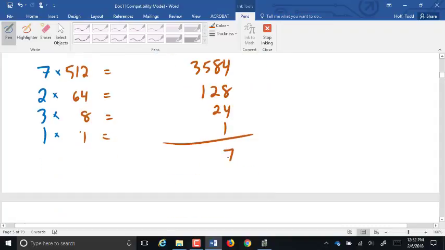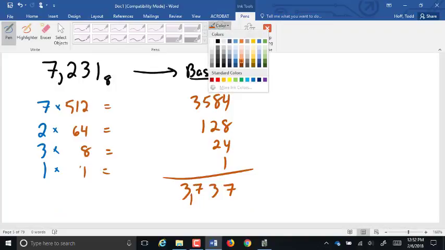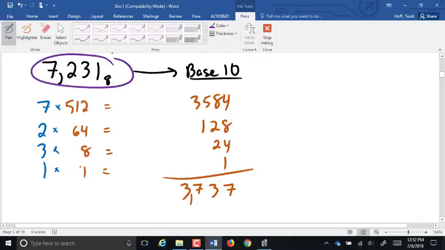Good. So we've got what? 3584, 128, 24, and 1. So the octal number 7231 comes out to base 10, 3737. Is that what you got? Any questions?